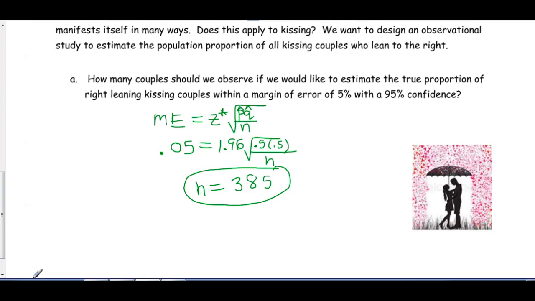When we put this into our calculator and use the solving skill, you should get something like 384.16. And remember, we don't want a fraction of a person, so we're going to have to round up to 385.